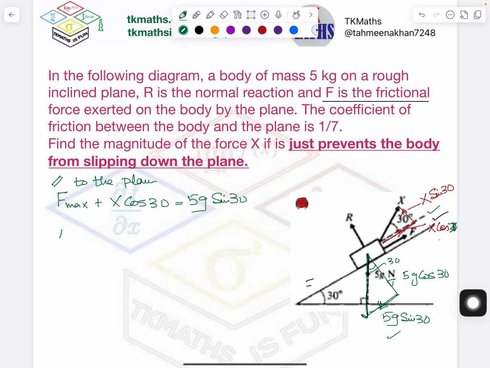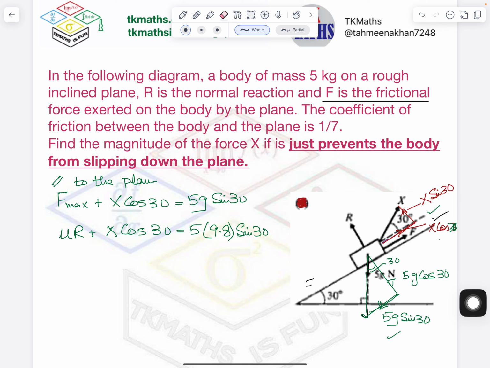Maximum force is mu R. I'm not using decimal values at this point. I'm just writing as it is so that there is no confusion. If you write less number of decimal places, the final answer is compromised. Like I said, I'm taking 9.8. Depending on the examination board, you will take the value of g, either 10 or 9.8. Oh, I did not write the value of mu. Okay, let me write here.